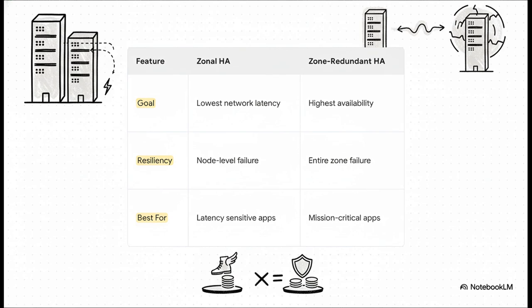With zonal HA, your primary and standby servers are in the same building. It's super fast because they're right next to each other, and it protects you if, say, a single server fails. But with zone redundant HA, you put your standby server in a completely different building on campus. It's a tiny bit slower because of the physical distance, but now you can survive an entire data center outage. It all boils down to a fundamental trade-off. Do you want maximum speed or maximum resilience?